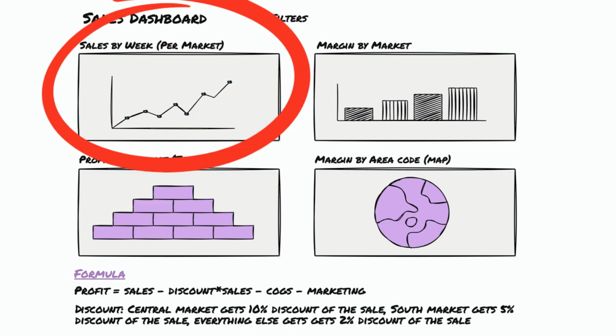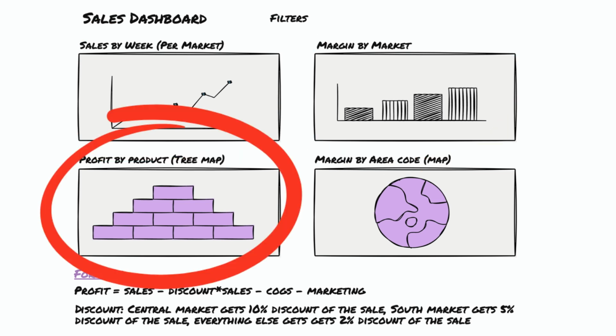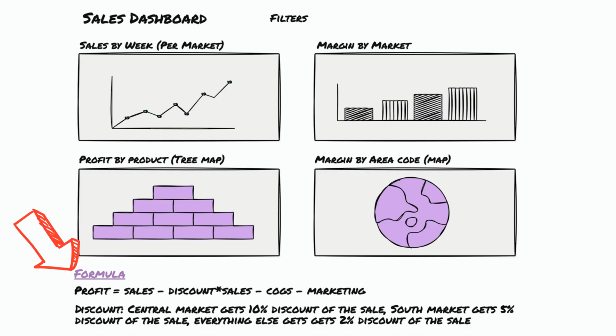So we have a sales by week line chart. We have a margin by market bar chart, a profit by product, which is a tree map, and then just a normal map showing the margin by area code. Now keep in mind the formulas at the bottom, which we will get to at a later stage. And to build our dashboard, we need to build 4 charts and then add them to a dashboard.